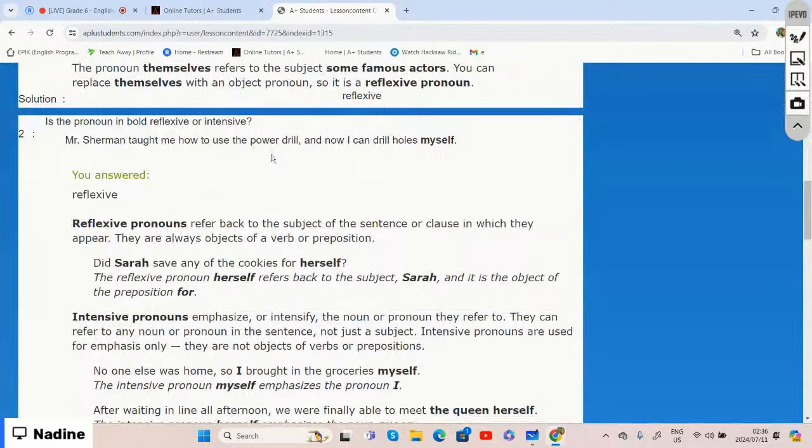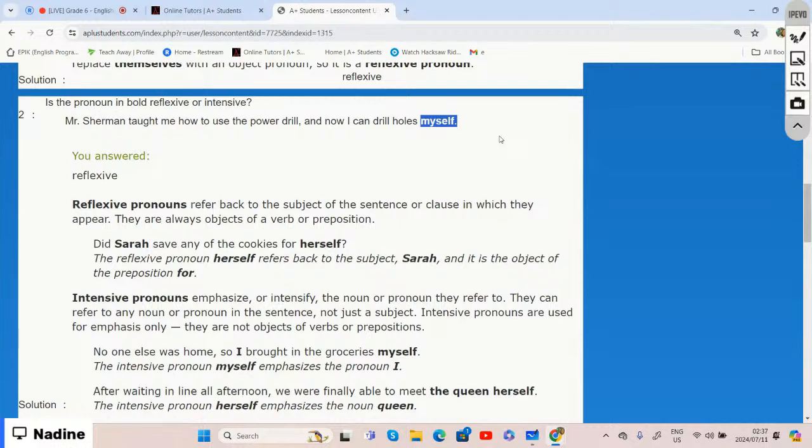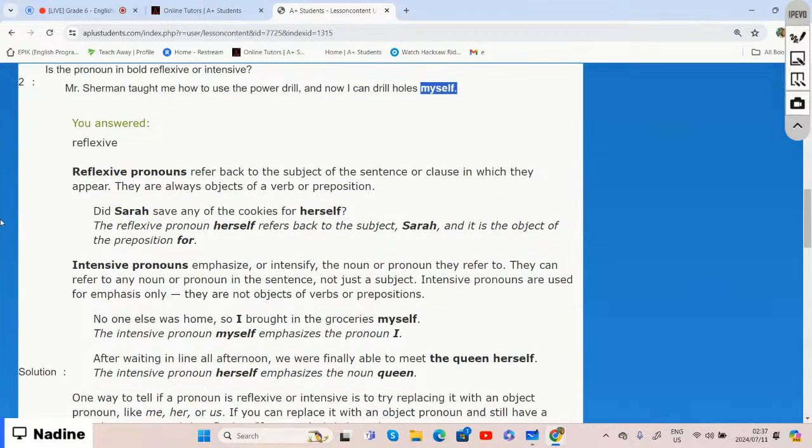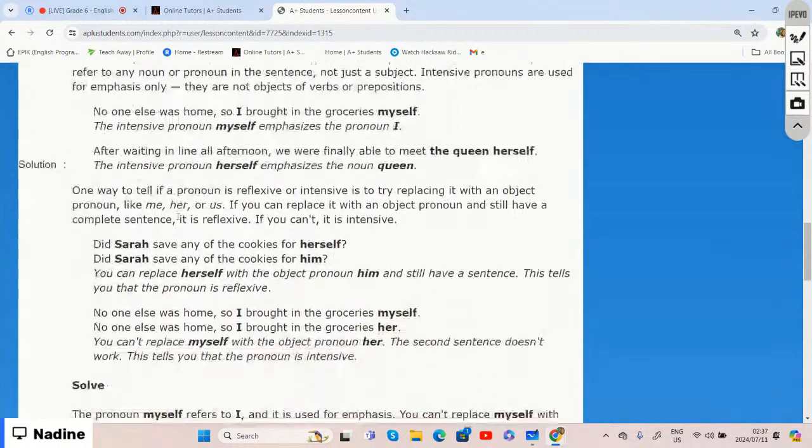All right, we look at the next one. We need to say, is this a reflexive pronoun or an intensive pronoun? It says, Mr. Sherman taught me how to use the power drill, and now I drill holes myself. We need to say if this is either a reflexive pronoun or an intensive pronoun.